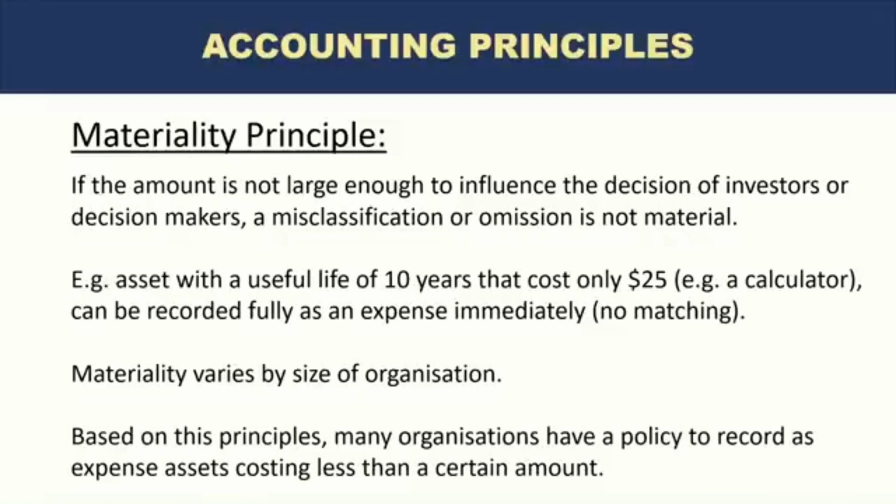You will see very often that many organizations have an amount already identified, for example, let's say $5,000. So a company may have a policy that any amount less than $5,000, even though the nature of that item is an asset with a useful life of more than a year, for accounting purposes will be recorded immediately. The entire amount will be recorded as an expense in the month of purchase.